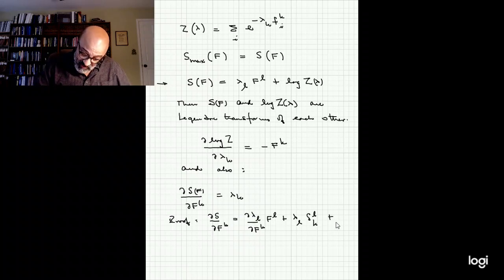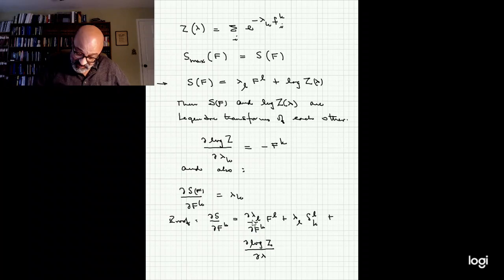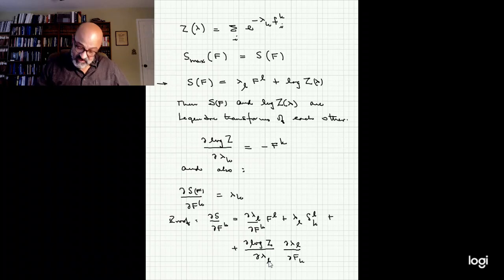Plus the derivative of the last piece, we're going to take the derivative of log z with respect to lambda. I just noticed there is an extra step that I'm going to have to do there. The derivative of log z with respect to lambda l, and then the derivative of lambda l with respect to f. Okay, very good.